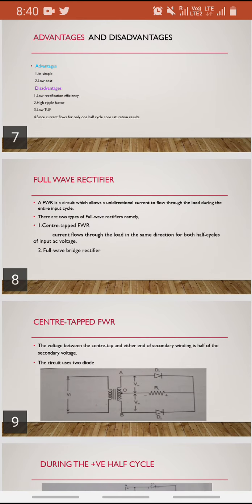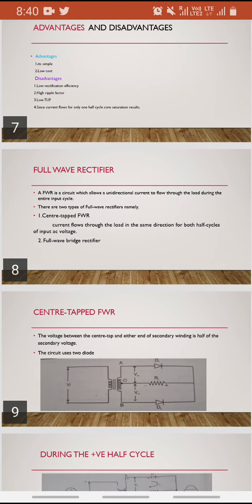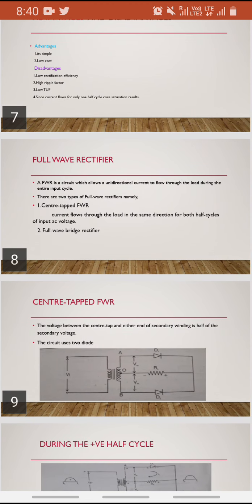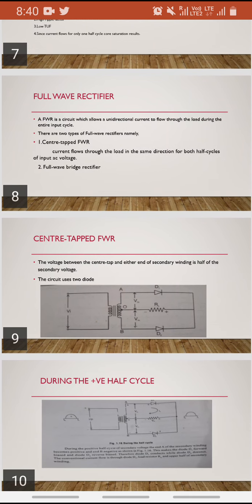And now the second part, full wave rectifier. A full wave rectifier is a circuit which allows unidirectional current to flow through the load during the entire input cycle. There are two types of full wave rectifier: center tapped full wave rectifier and full wave bridge rectifier.